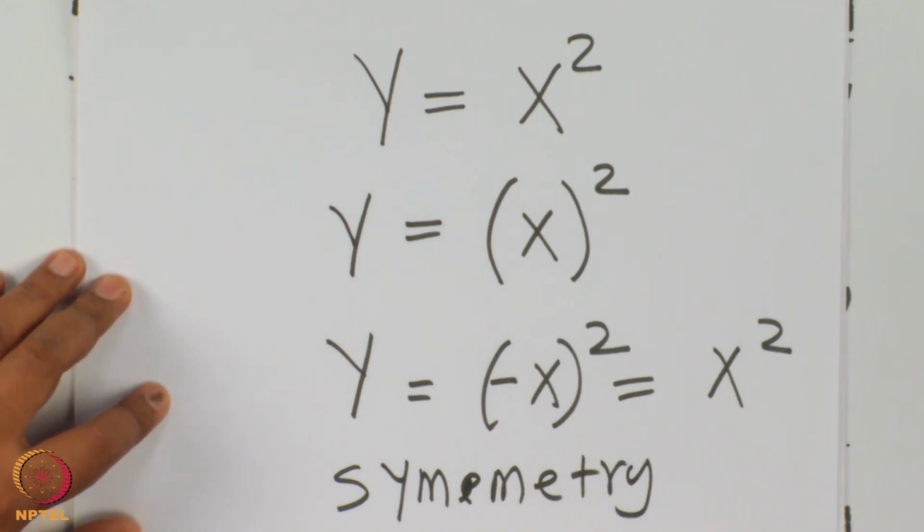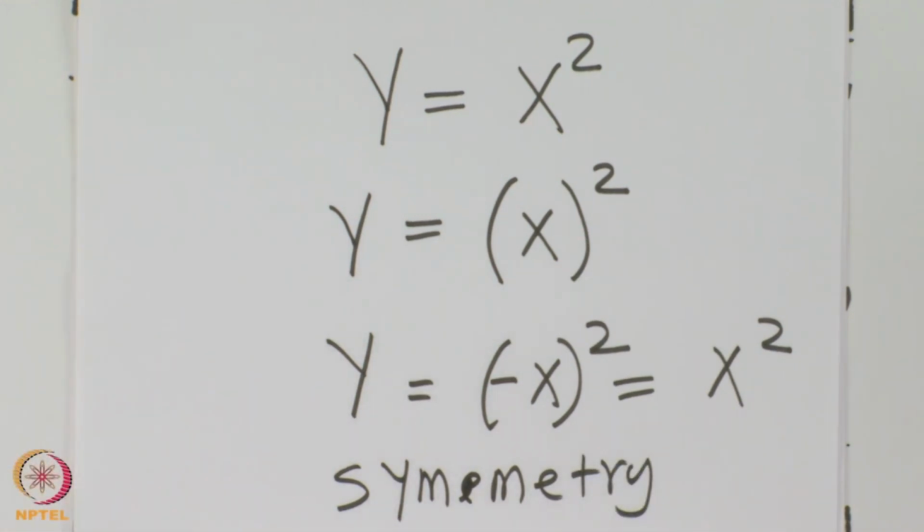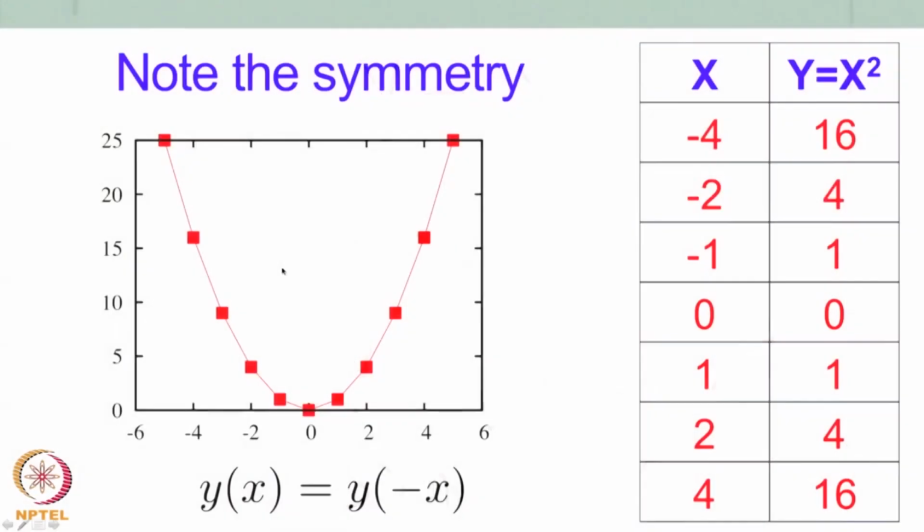So this is a symmetry. Because of the symmetry in the curve that we have on this computer, it will look symmetric on either side. It looks nicely symmetric. Whether you take plus 2 or minus 2, it is the same value. Plus 4 or minus 4 is exactly the same value. So there is a symmetry around 0. The symmetry is y of x is equal to y of minus x.